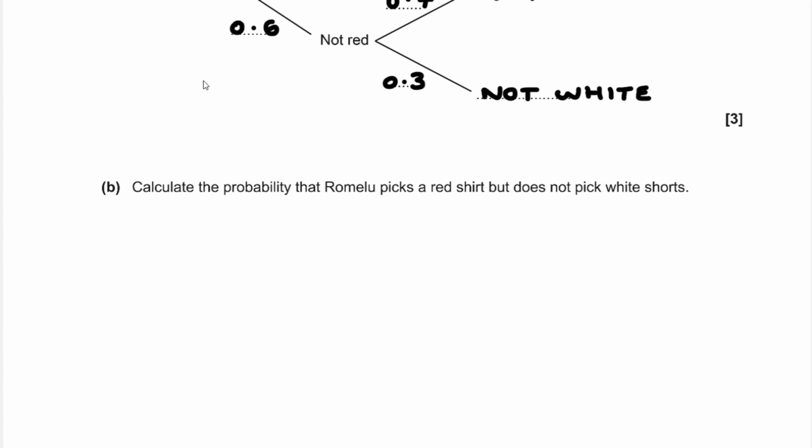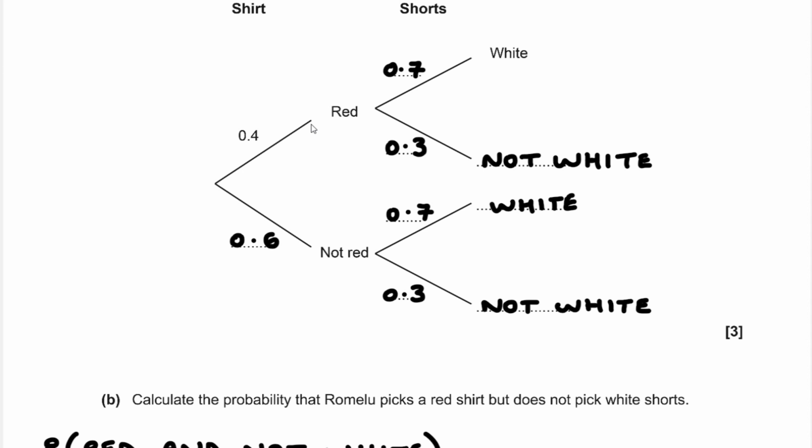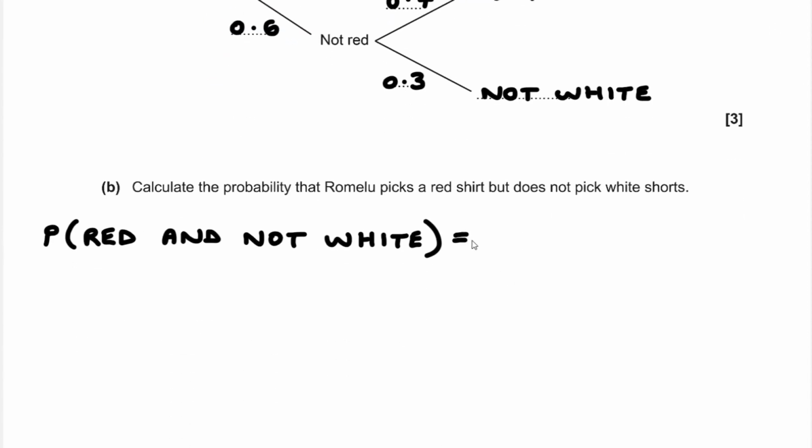For part B, we have to calculate the probability that Romelu picks a red shirt but does not pick white shorts. So red and not white, well, we have red and then not white, which is what we are required to calculate. So we have 0.4, which is the red, multiplied by the 0.3, which is not white, and if we work this out, we get 0.12.